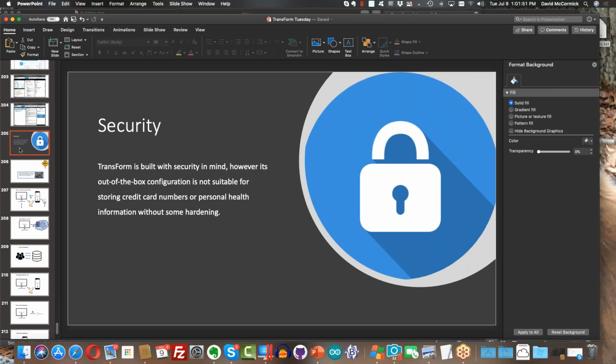So to begin with, Transform is in fact built with security in mind, but if you read the user's agreement, and a lot of people don't, I don't blame you if you didn't, we do say right out of the box that it really shouldn't be used for storing credit card numbers. It shouldn't be used for storing personal health information and other types of personal information. We have a fairly secure system here, but I would like to tell you what the risks are and what you can do to harden those risks so that Transform is appropriate for those types of applications.